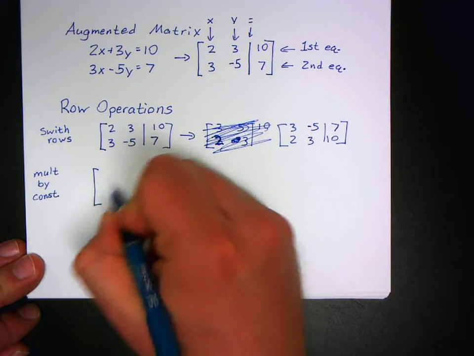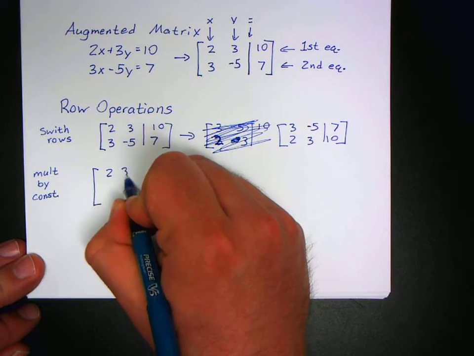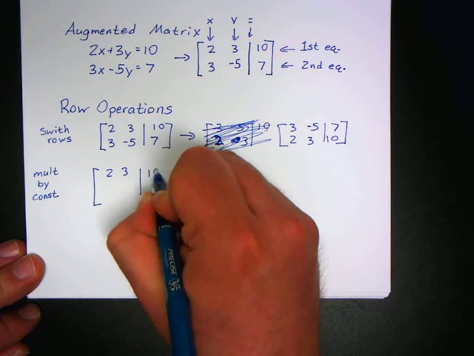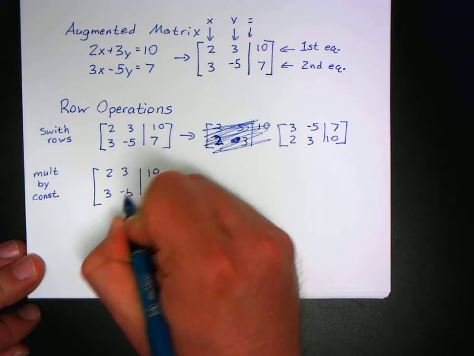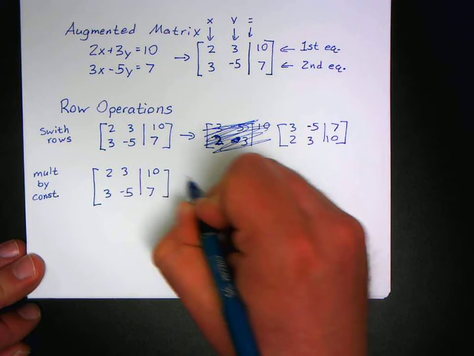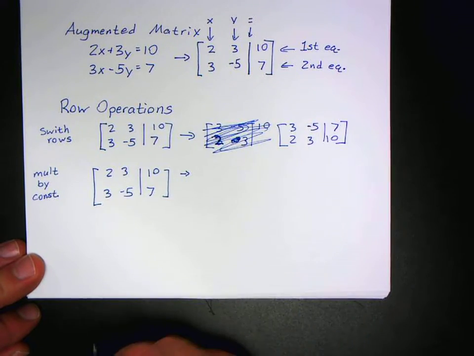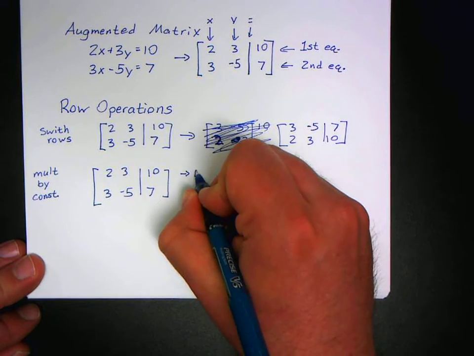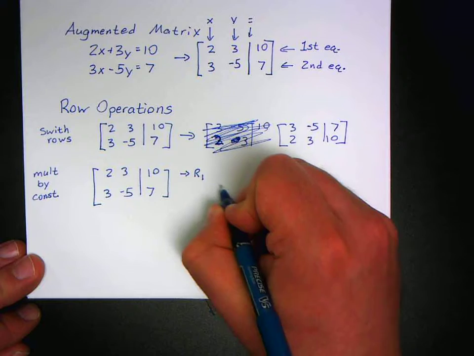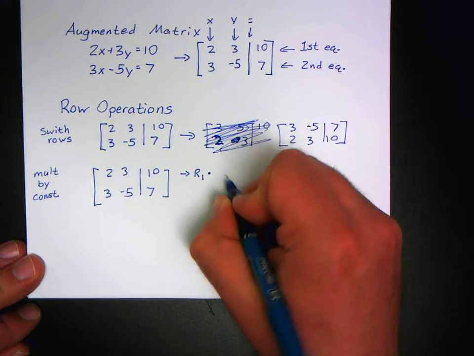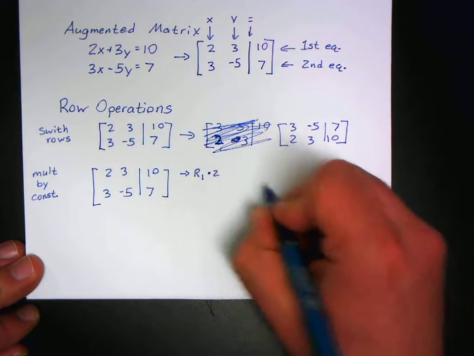Okay, we can multiply a row by a constant. So if I want to, I can take this top row, and a lot of times the way I'm going to write it is I'll say I'm going to take row 1 times 2.